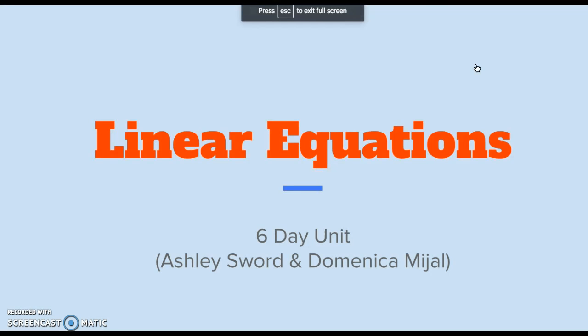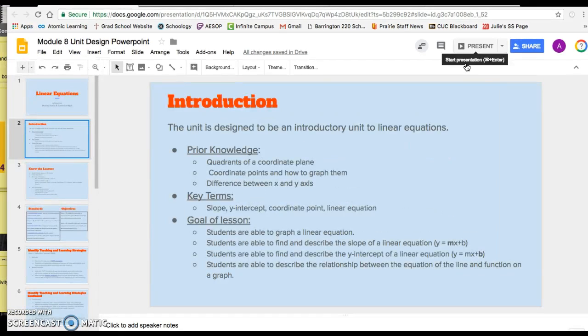Hello, our topic for the unit design project is linear equations. Specifically, our students will be writing and graphing linear equations using slope-intercept form. This is a 6-day unit. 5 of those days will include instruction, with the 6th day being focused on the summative assessment.